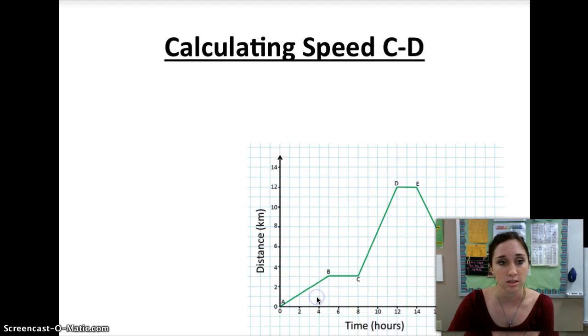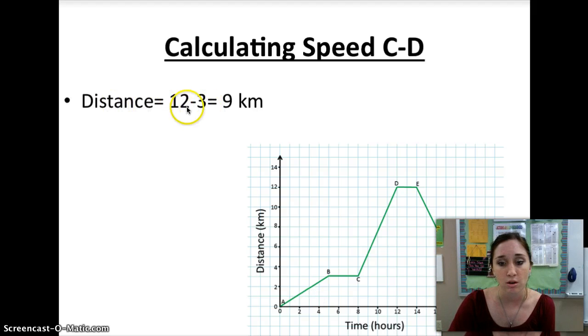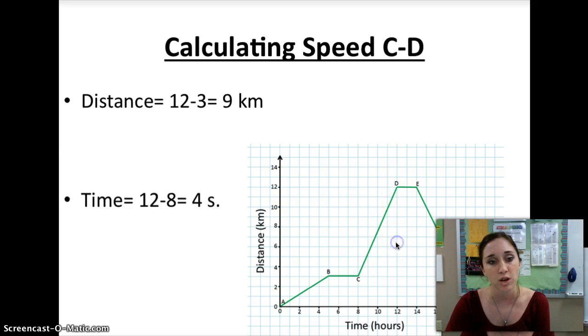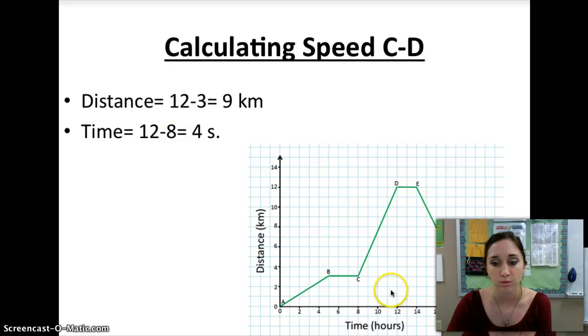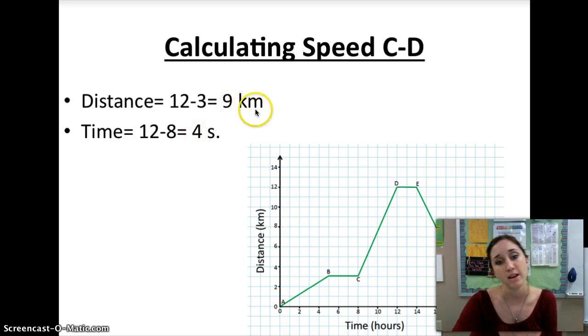Let's look at this. Our distance, we know, was 12 here, and 3 here. If you subtract those two, you get 9 kilometers. That's how much distance was covered from C to D. That's how far this person walked or ran. Now we need to figure out how much time passed in between C and D. You would do the same steps. You would subtract 12 hours minus my 8 hours, and you get 4. So I now have my 9 kilometers and my 4 hours.